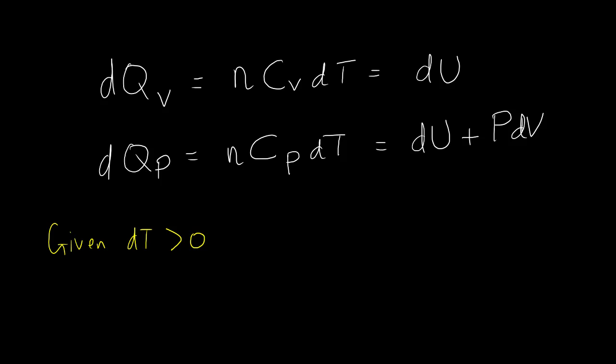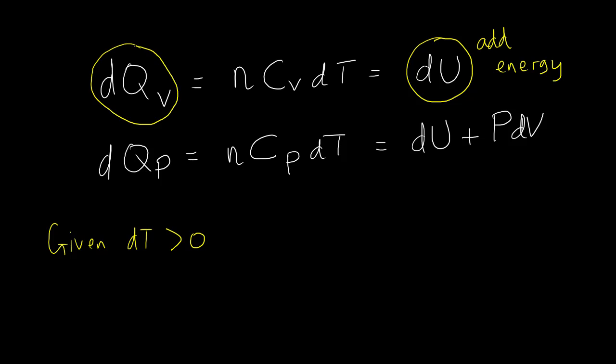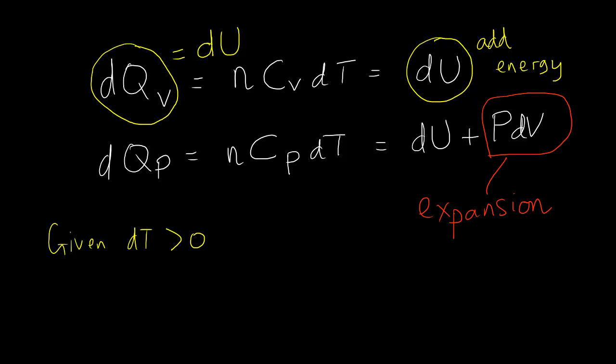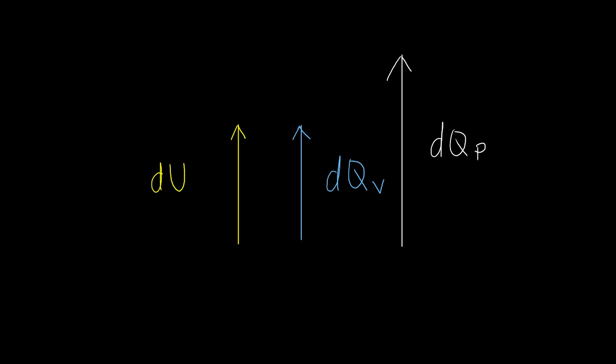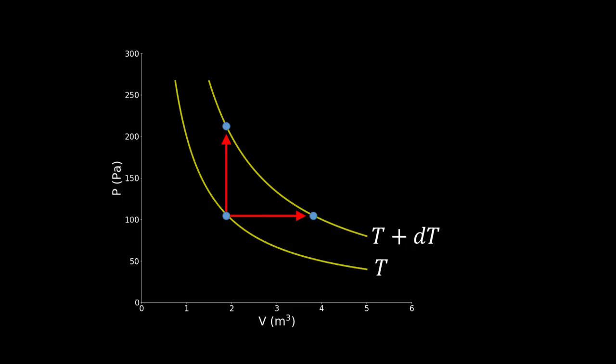For positive dT, energy must be added to increase U. At constant volume, the heat dQV adds the required energy, but at constant pressure there is an expansion, so some energy is lost as work pdV done by the gas. To compensate for this loss, extra energy must be added in addition to the dU needed, so dQp must be larger than dQV. Let's look at these 2 steps on a PV diagram.